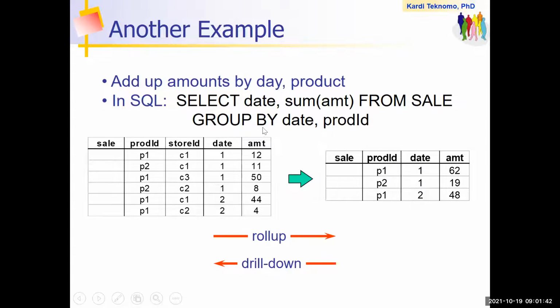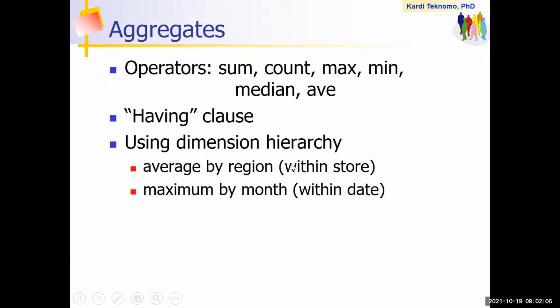This is another example. Select date and sum from the sales, group by date and product ID. If you look at this, from the left table to the right table, this is called roll up. From the right table going back to the left table, that is called drill down. So these are the aggregates, using sum, count, maximum, minimum, median, average. In SQL, you put a having clause.